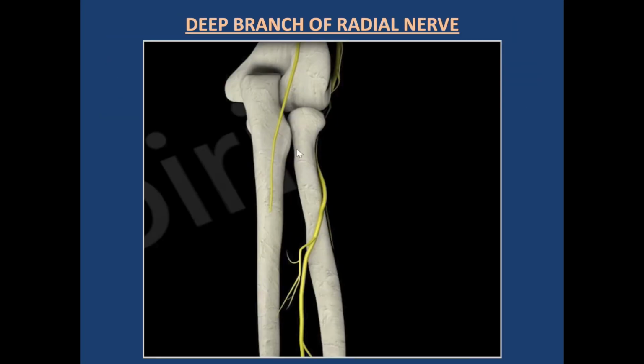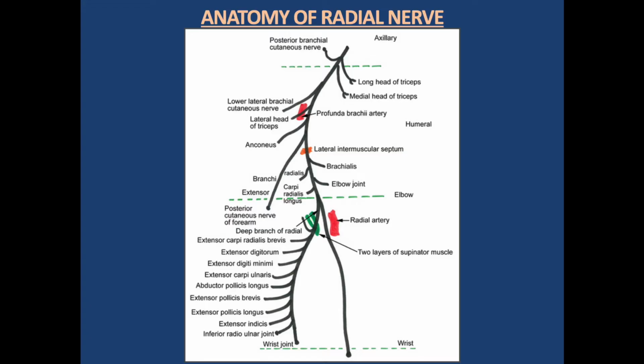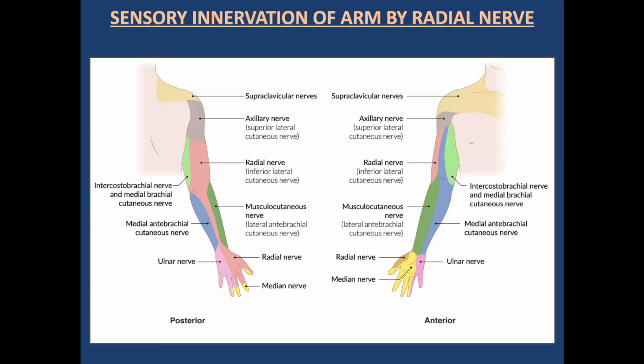The diagram showing the deep branch of the radial nerve. It is posteriorly placed. It comes from the anterior of the lateral epicondyle and through the supinator muscle it becomes posterior. The anatomy of the radial nerve showing all the distribution of sensory and motor branches. A diagram of sensory innervation of the full arm by the radial nerve.